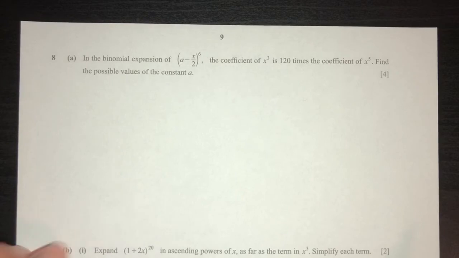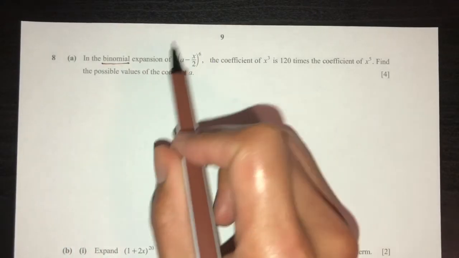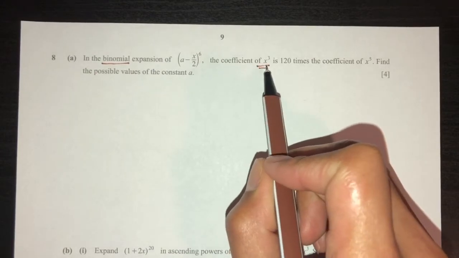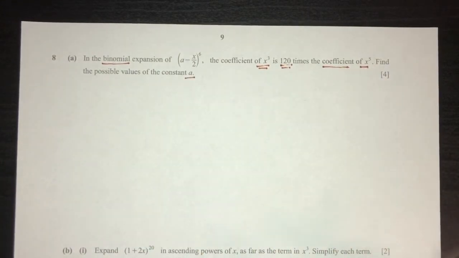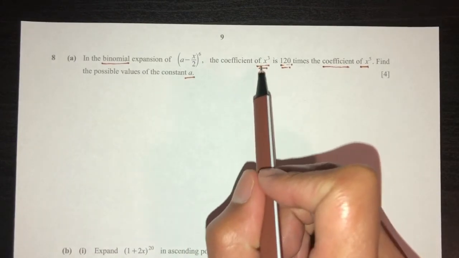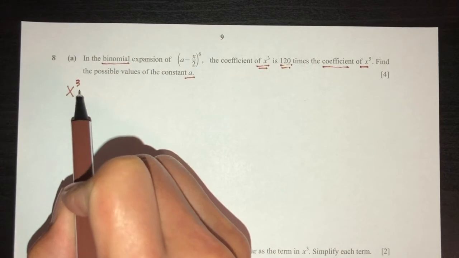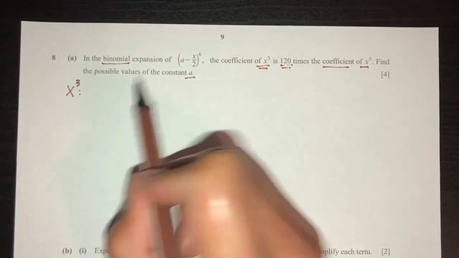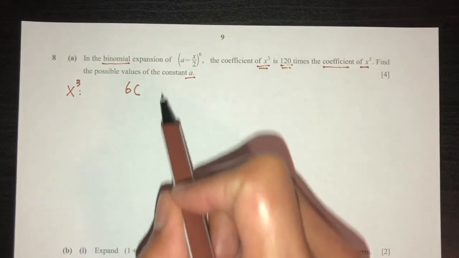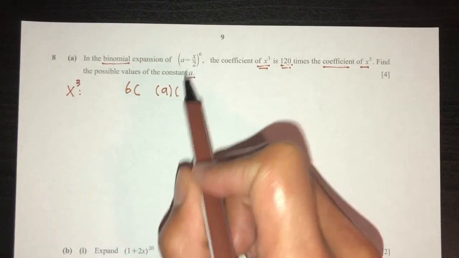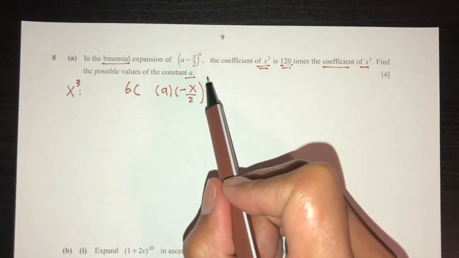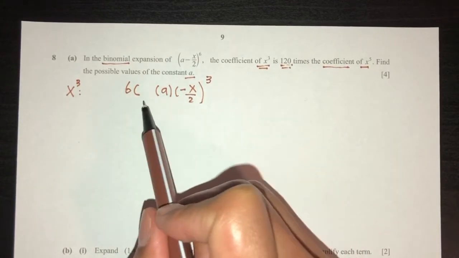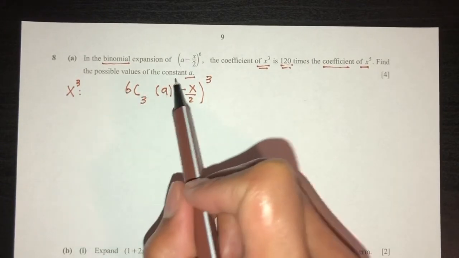Now let's move on to question number 8. In the binomial expansion of this, the coefficient of x cubed is 120 times the coefficient of x power 5. Find the possible values of a. Okay, so let's do that. First let's try to find the coefficient of x cubed. To expand this, we have to take 6 choose something we don't know yet. The first term is a, and this one is minus x over 2. To get x power 3, we have to have power 3 over here. If this is 3, this also will be 3, and this will be 6 minus 3 is 3.